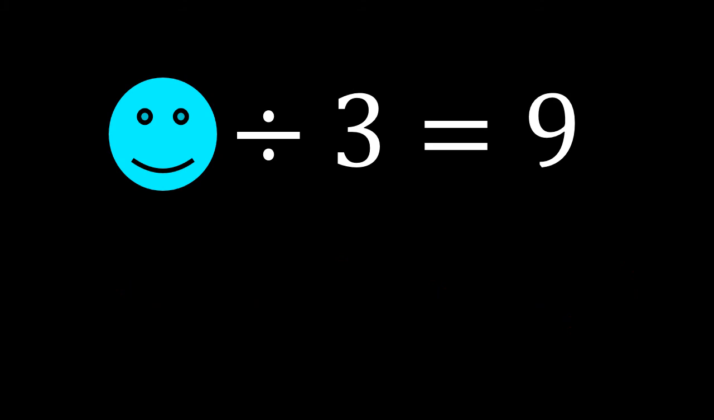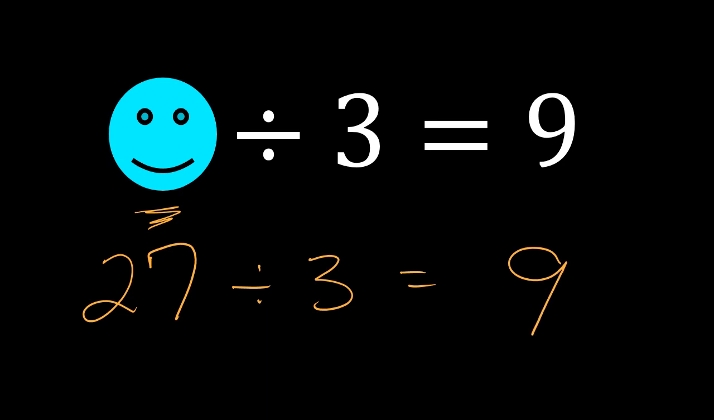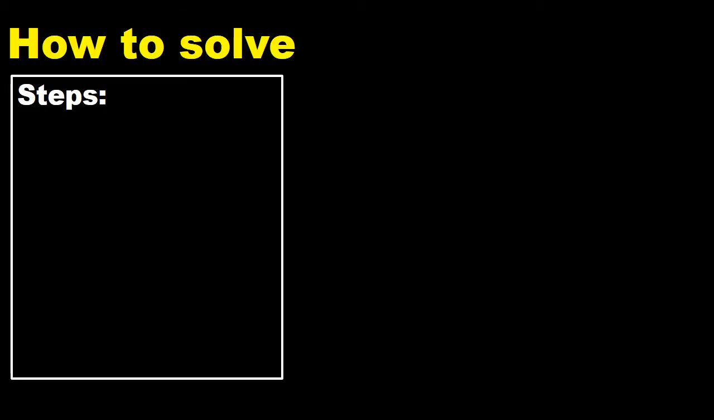Or you might have seen something like this. We had a smiley face divided by 3 equals 9. You had to figure out what the smiley face equaled, so you replaced a number for that, and you said, I know that 27 when I divide it by 3 is going to give me 9. So what you're doing is taking a symbol and figuring out what the numerical value is. For this lesson, we're going to talk about how to do the steps using algebra to figure out this time what the variable equals, or what the letter in the equation equals.